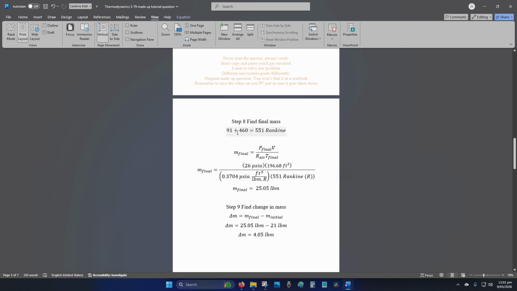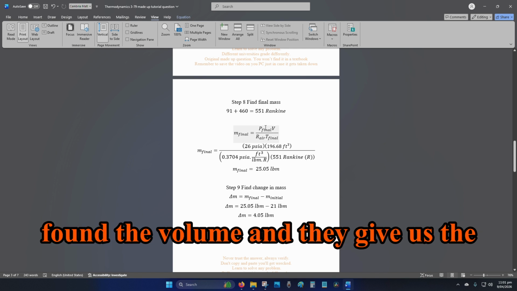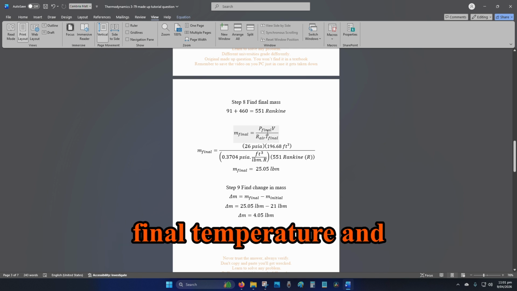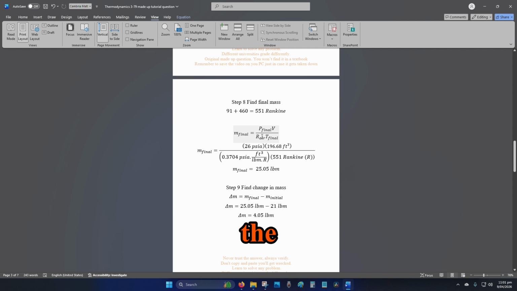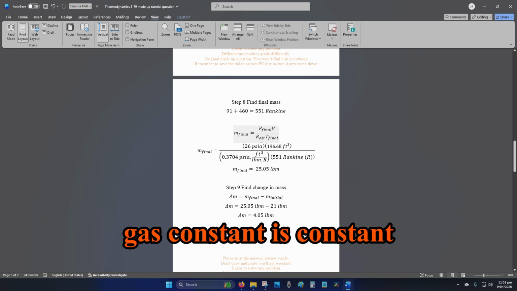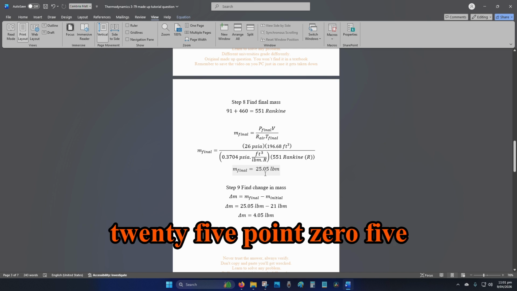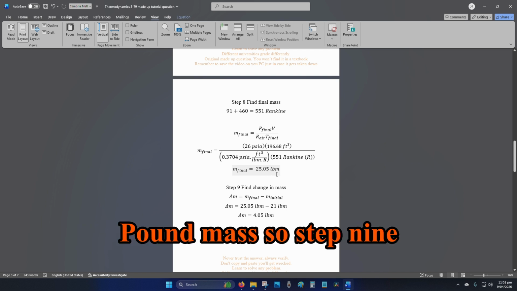Step 8, find the final mass. We just plug and play because we just found the volume, and they give us the final temperature and the final pressure in the question, and the gas constant is constant. When you plug it in, your final mass is 25.05 pound mass.